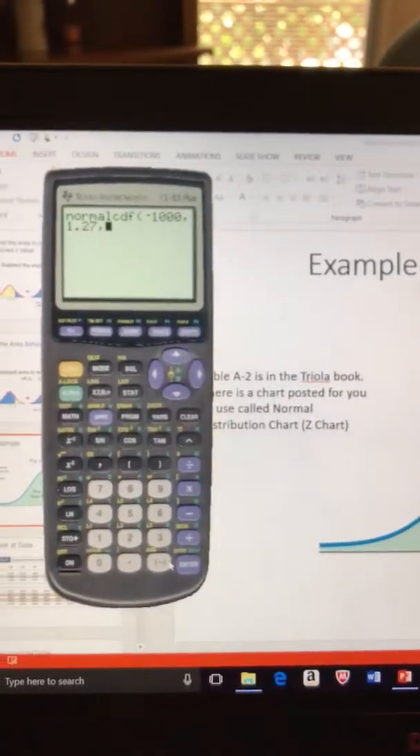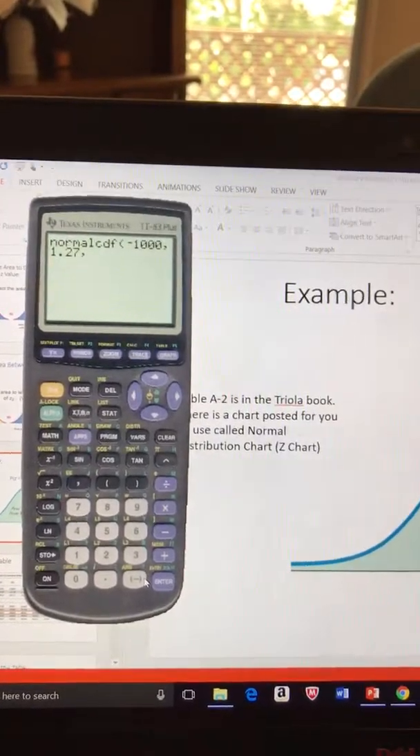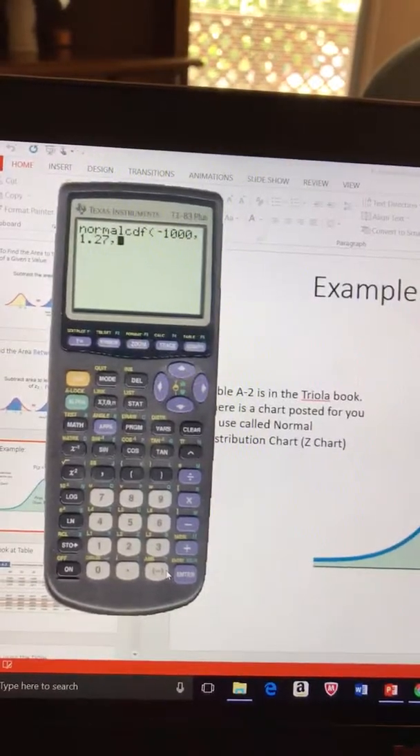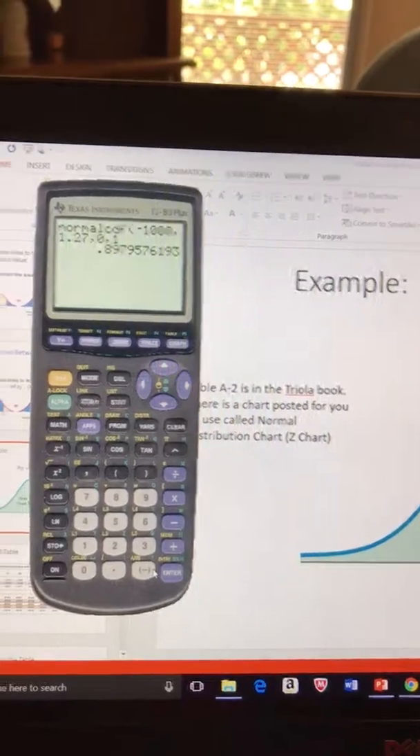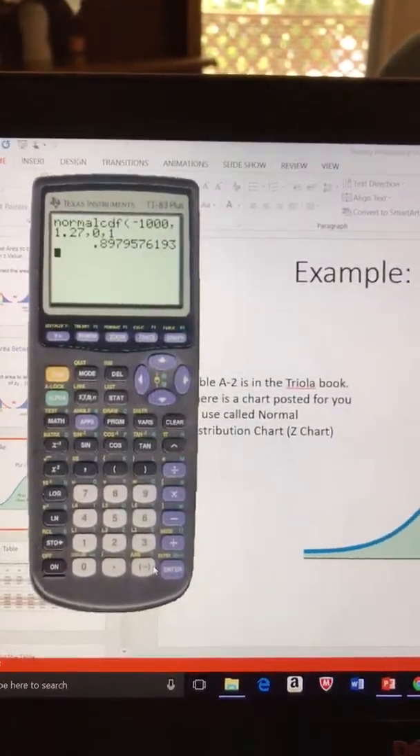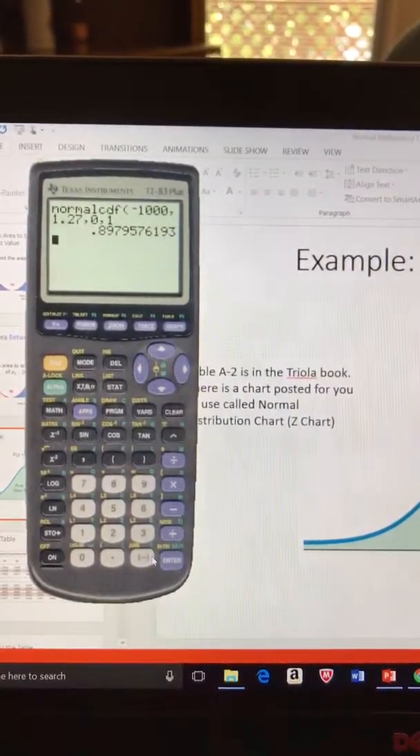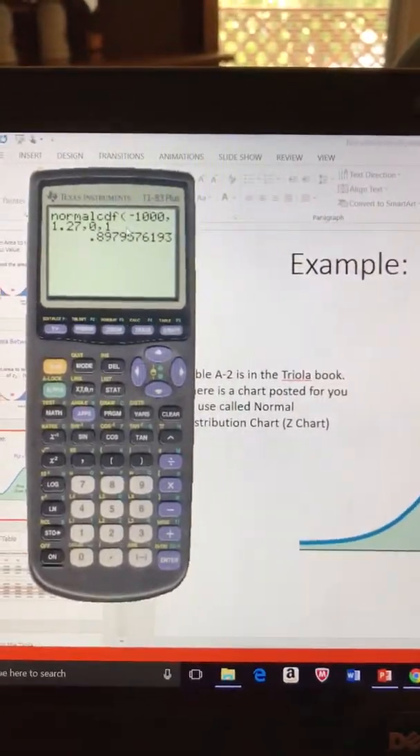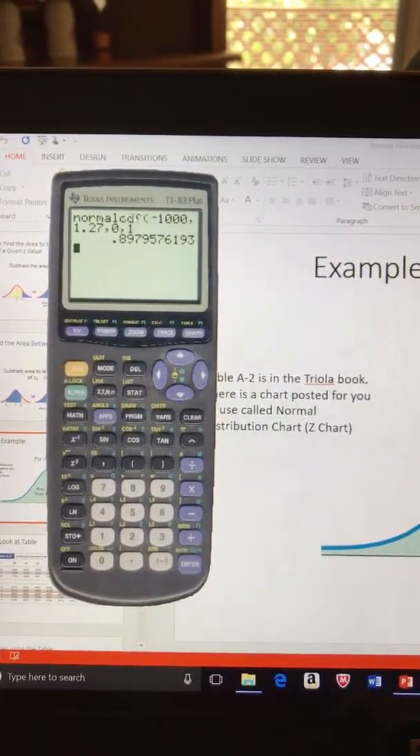And then you type in your mean. That's why the calculator can handle x values, because you can type in different means. It doesn't have to be 0 and 1 for your mean and standard deviation. But if it's a z, your mean is 0, and then you type in the standard deviation, which is 1. And you get 0.89795, which rounds to 0.8980, because for probabilities, you always round to 4 decimals. So z-scores round to 2 decimals, probabilities round to 4 decimals. But this is a lot to type in, and it's a lot to remember because you have to put a lower bound, upper bound, mean, standard deviation.